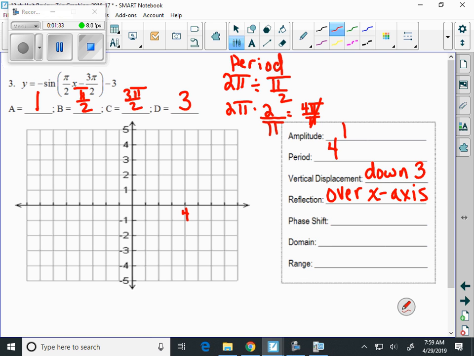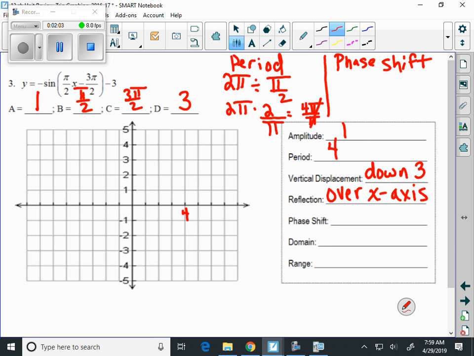We actually also have a phase shift in this problem. Remember that the phase shift is determined by c over b.